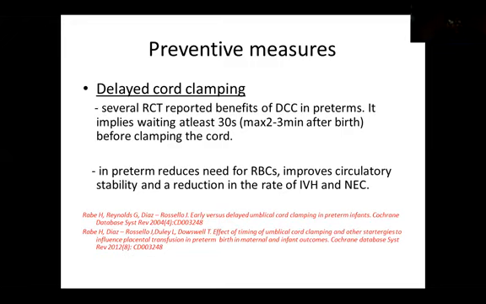So in preterms, what do you mean by delayed cord clamping? It implies we should wait for at least 30 seconds, maximum 2 to 3 minutes after birth before clamping the cord. In preterm, it reduces the need for PRBC transfusion, improves circulatory stability, and reduces the rate of IVH and NEC. So the RCT came to this conclusion.